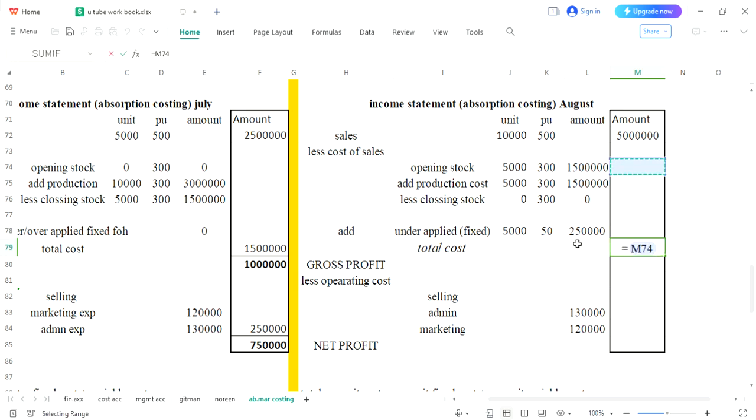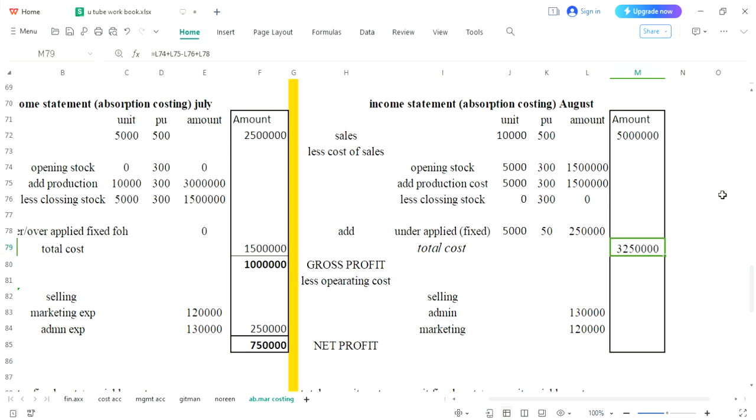So you will follow the same signs to calculate total cost. First is opening stock, then you need to add your production cost, which is 15 lakh, and next is less your closing stock, no matter if it is 0, but we are calculating. And then you need to add the under applied fixed cost, which is 250,000, and then you will follow all of these instructions, you will get your total cost, which is 32 lakh 50,000.